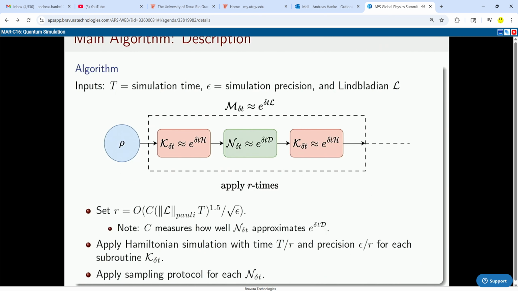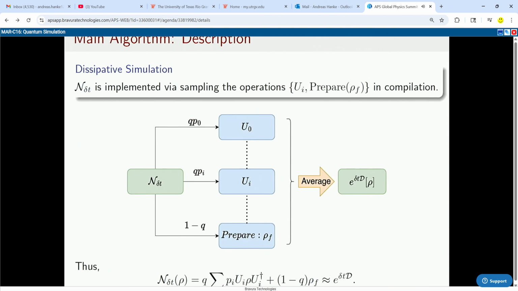So our algorithm in general iterates R times these boxes, which are composed of two Hamiltonian simulation subroutines and one dissipative simulation subroutine. And then for each of these dissipative simulation subroutines, we apply our sampling protocol in the compilation phase of the circuit. And our sampling protocol just simply amounts to the fact that we're going to sample over these various unitary operations and fixed state preparation operations that, when averaged out, approximate our dissipative evolution for a small period of time.